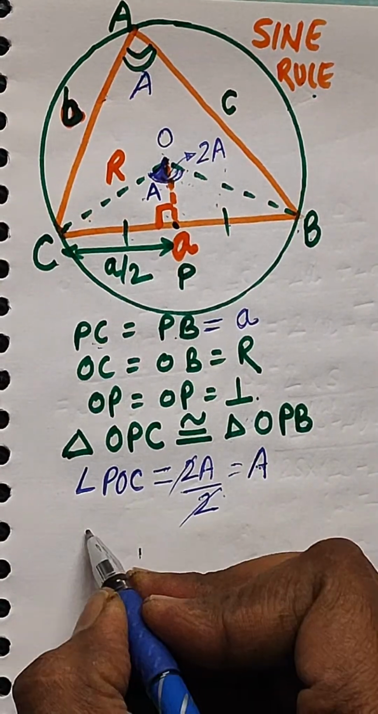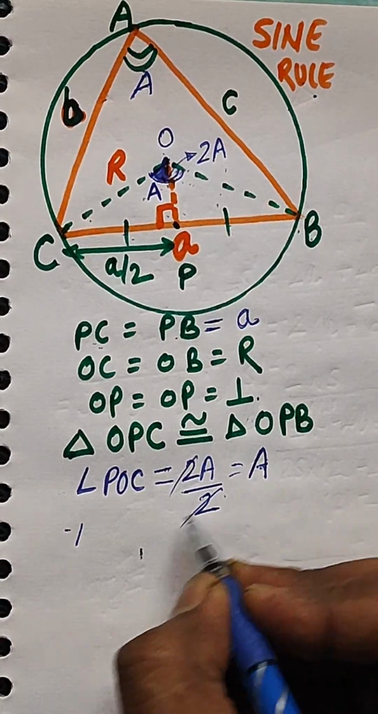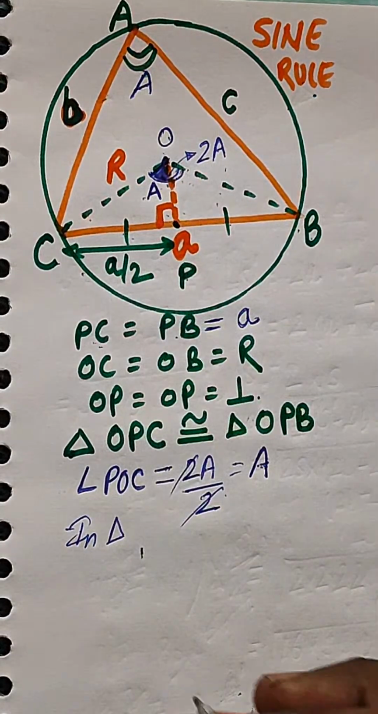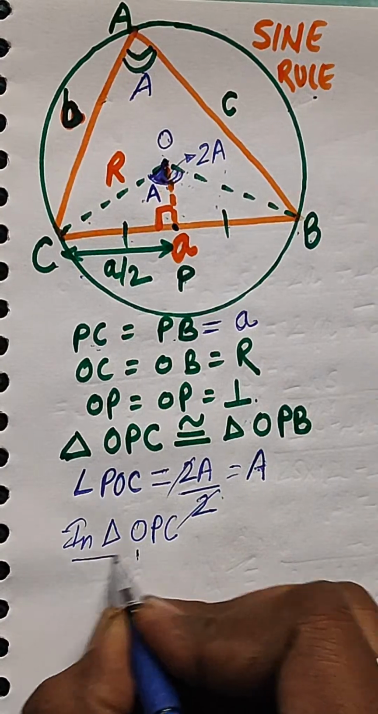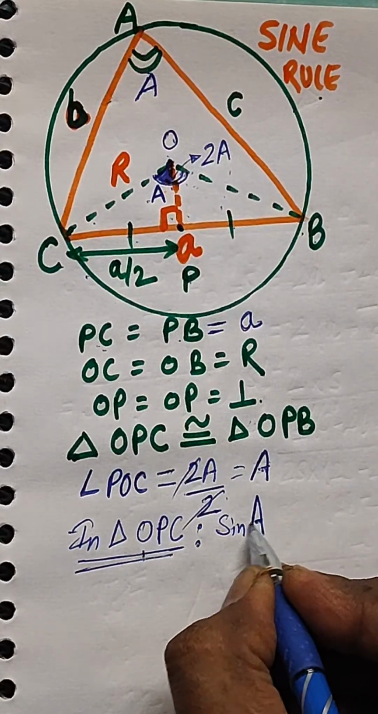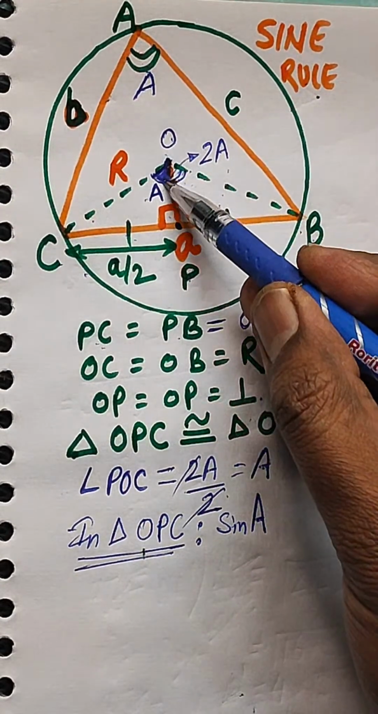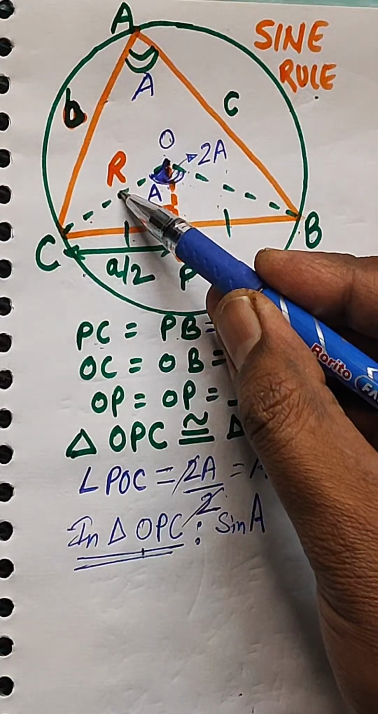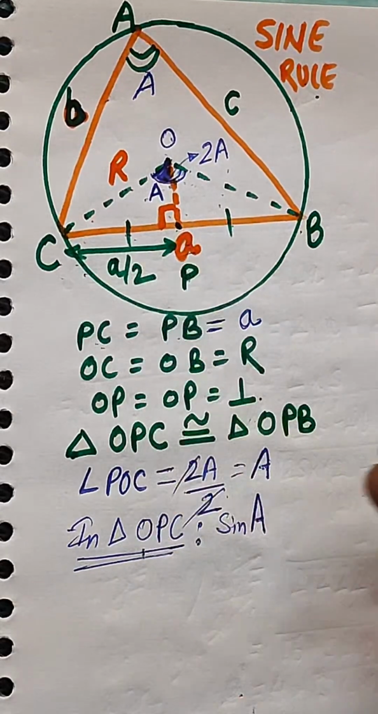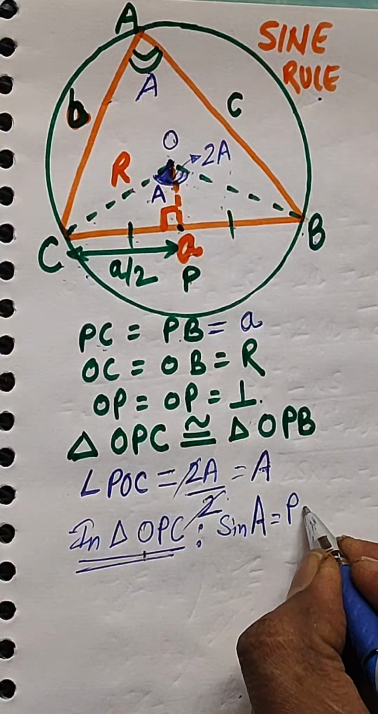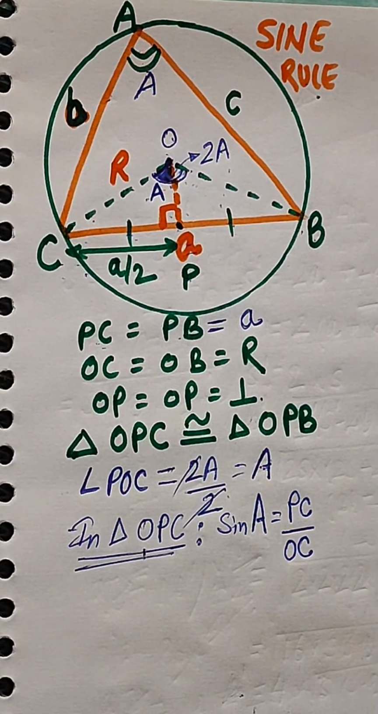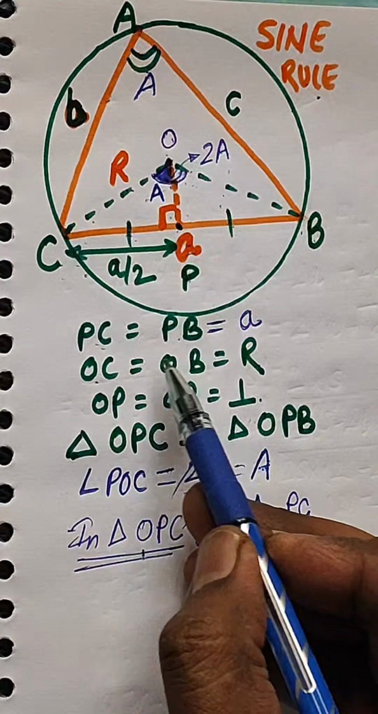So sine of this angle A, I mean to say in triangle OPC, what we can say is that sine of angle A will be equal to perpendicular by hypotenuse. So perpendicular will be this one, PC, and PC divided by OC. OC is your radius.